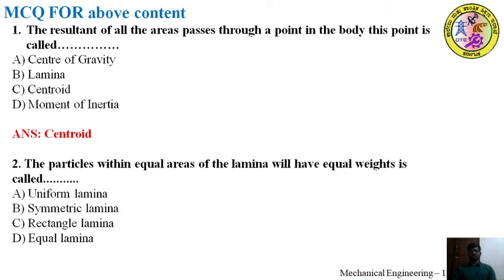The second question: the particles within an equal area of lamina will have equal weights, is called dash. The options are A. Uniform lamina, B. Symmetric lamina, C. Rectangle lamina, D. Equal lamina. So the answer is uniform lamina.